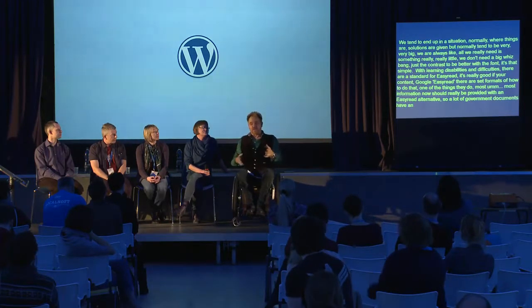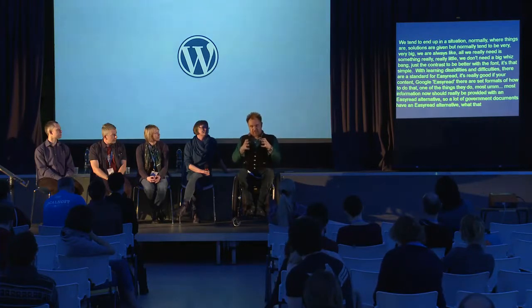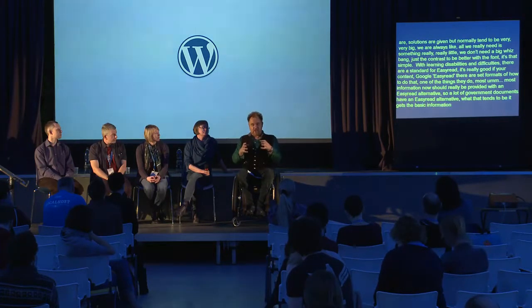What that tends to be is the basic information broken down into a really easy to read format, with pictures next to it to allow someone to understand. So say you're talking about using the bus, it will have a picture of a bus, and then the basic information you need. That's really useful because, like you were saying, don't overcomplicate something. If you understand easy read, it means you can make your content entertaining, fun, very short, and easy for everyone to understand.